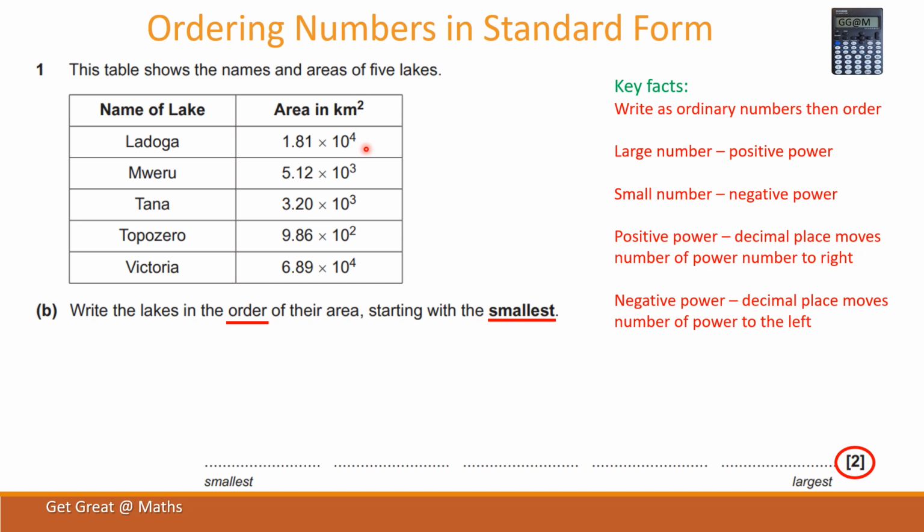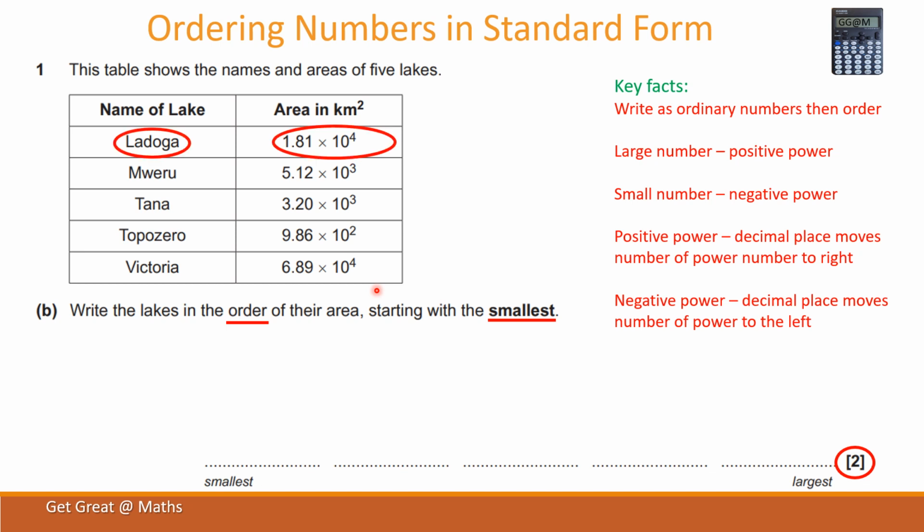Press pause, have a go at ordering these numbers. Write them as ordinary numbers, then order them using the numbers in standard form to write your answer. This is worth 2 marks. Press play when you're ready to hear your answer.